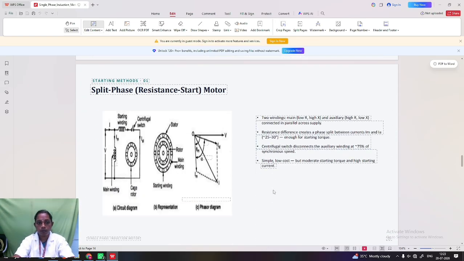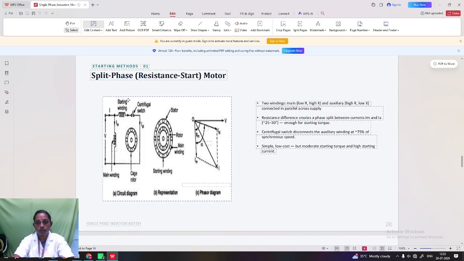Let's discuss one by one. Split phase or resistance start induction motor. In this arrangement we have used a main winding, and in addition a starting winding. Along with the starting winding we have used a centrifugal switch.